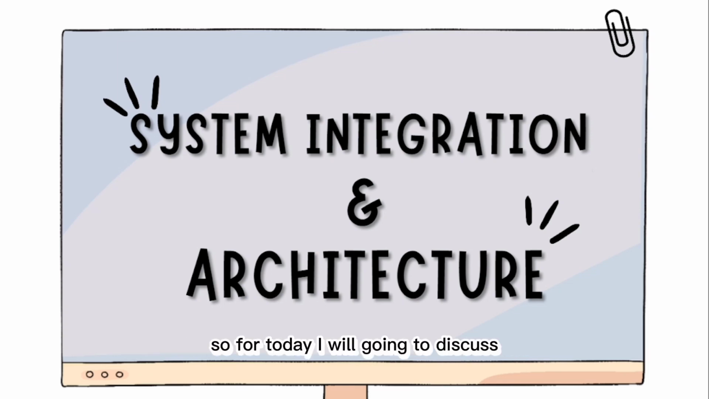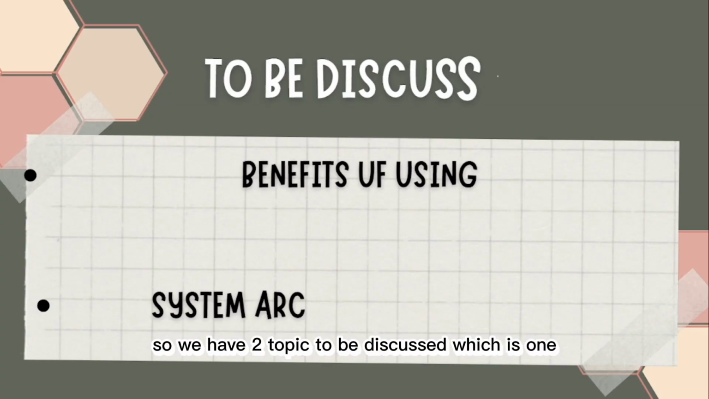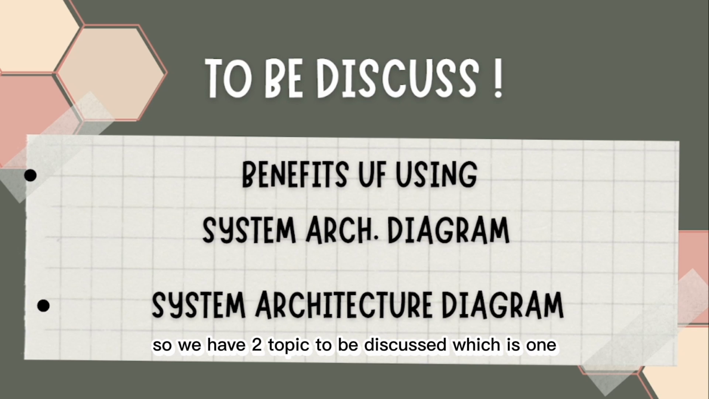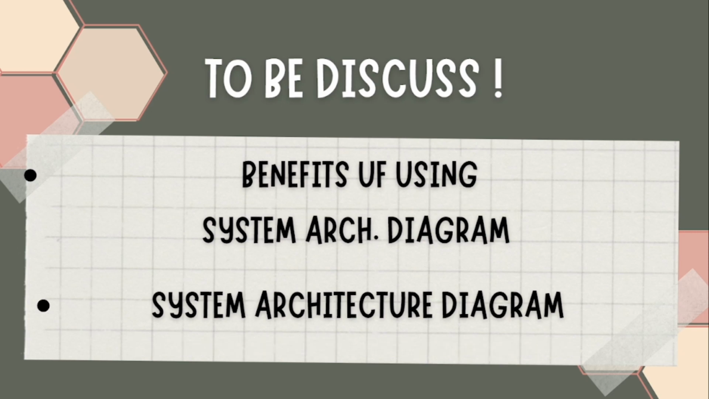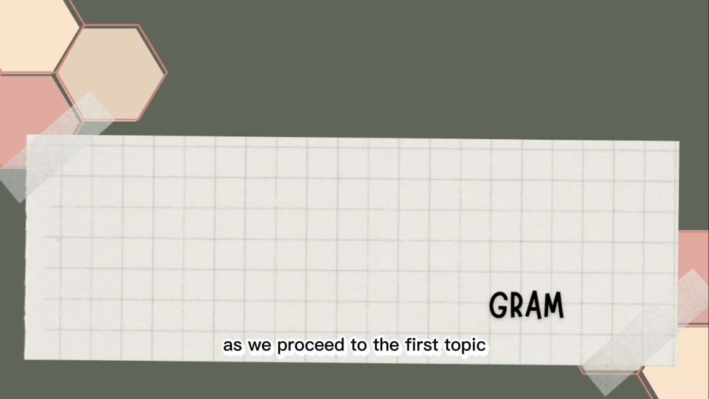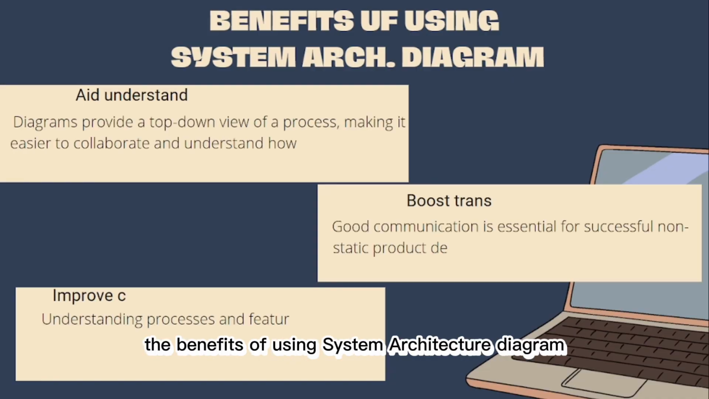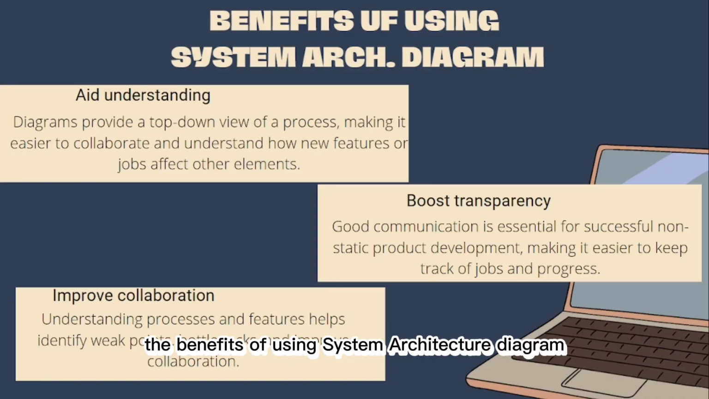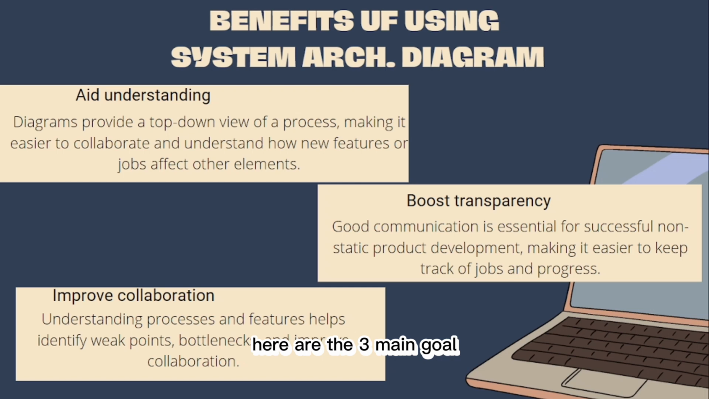So for today, I am going to discuss system integration and architecture. We have two topics to be discussed: one, the benefits of using a system architecture diagram, and two, the system architecture diagram. As we proceed to the first topic, the benefits of using a system architecture diagram, here are the three main goals.